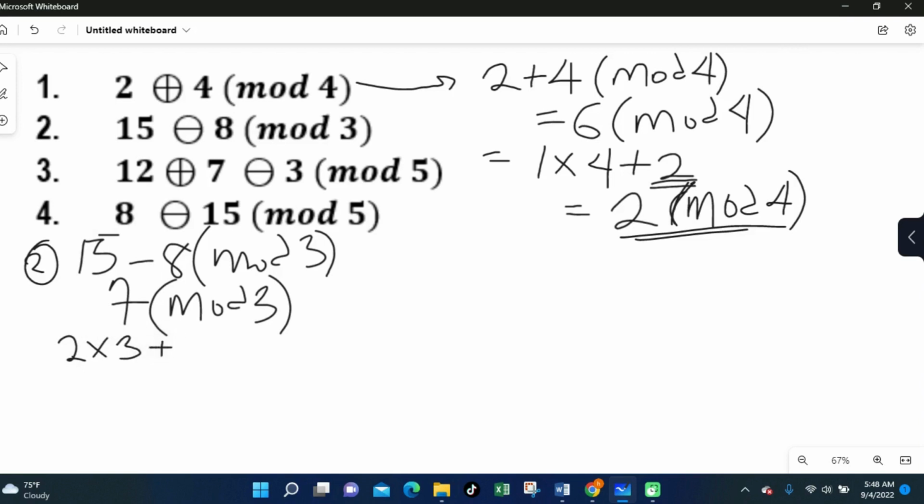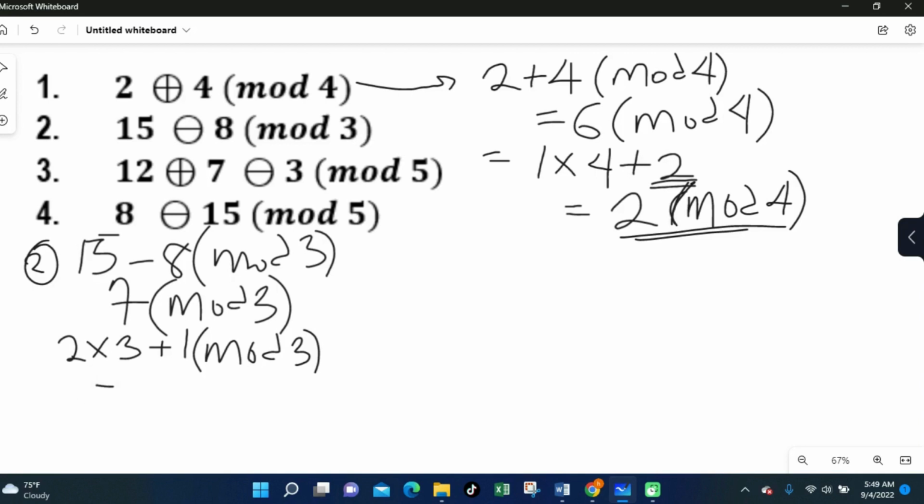Now, if we add 1 to that 6, that will give us what? 7. So that means 1 is the remainder. It's like when we divide 7 by 2, that will give us 3. 7 divided by 2 will give us 3 remainder 1. So the remainder is the 1.